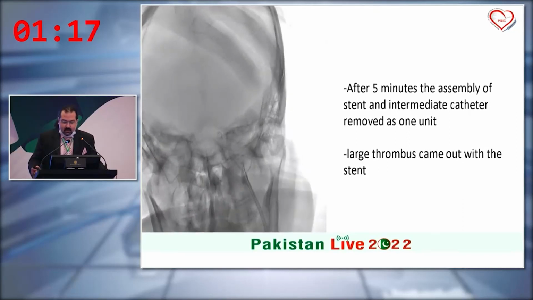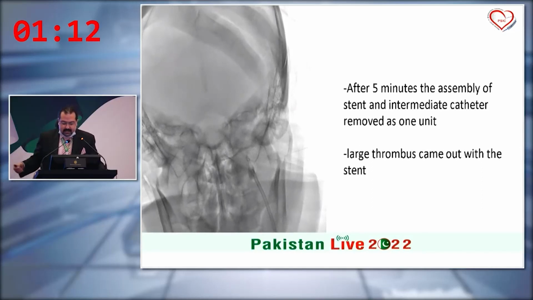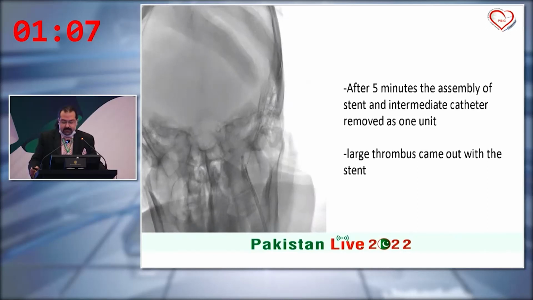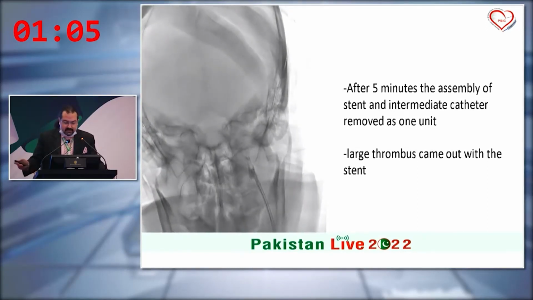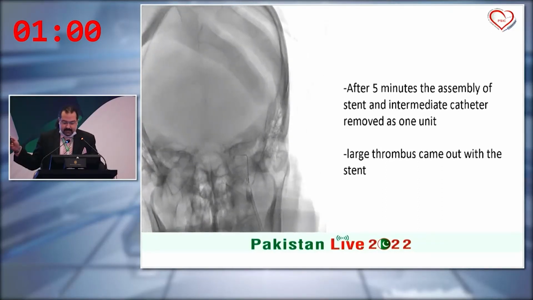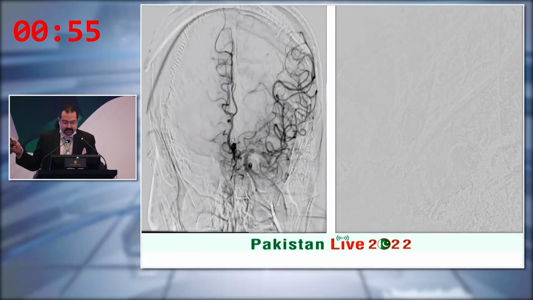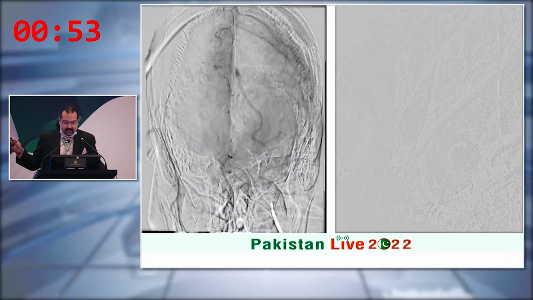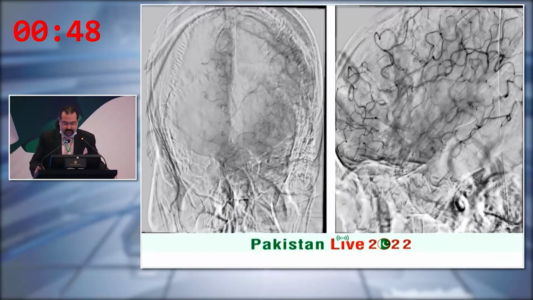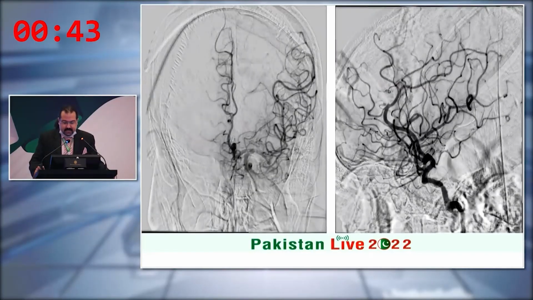So after 5 minutes, the whole assembly of the stent and the intermediate catheter were removed back into the guiding catheter, and they were taken out, and we have succeeded in retrieving a large thrombus which came out with the stent. So after making sure that we have bled back sufficiently from the guiding catheter, we have repeated the cerebral angiogram of the left cerebral circulation, and as you see over here, by the grace of Allah, we have achieved a complete restoration of the blood flow in the whole MCA and its branches.